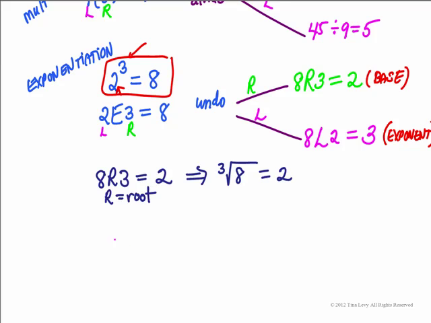Now we look at 8 to the L equals 2... I mean, "8 L 2" and the answer is 3. And this is a function, to undo it, that you may not have seen before. I have to do something with 8 and 2 and come up with 3 as an answer. And it turns out that L function we're going to call logarithm. And we're going to write it like this.